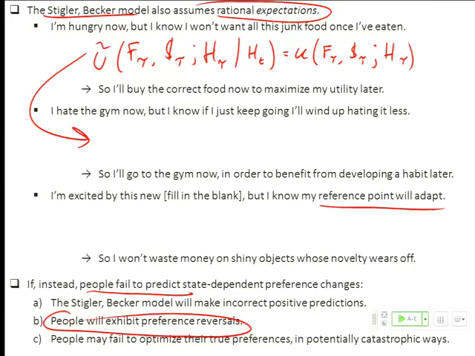So people will say, for example, their preference for buying a gym membership as a way to make going to the gym cheaper will be different before they've formed a habit versus after. And people may fail to optimize their true preferences in potentially catastrophic ways.